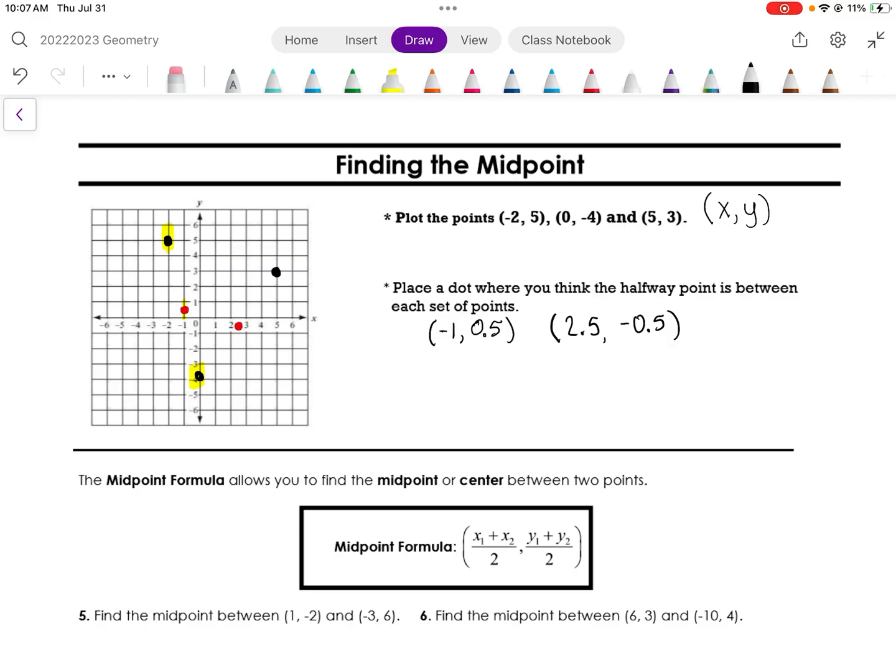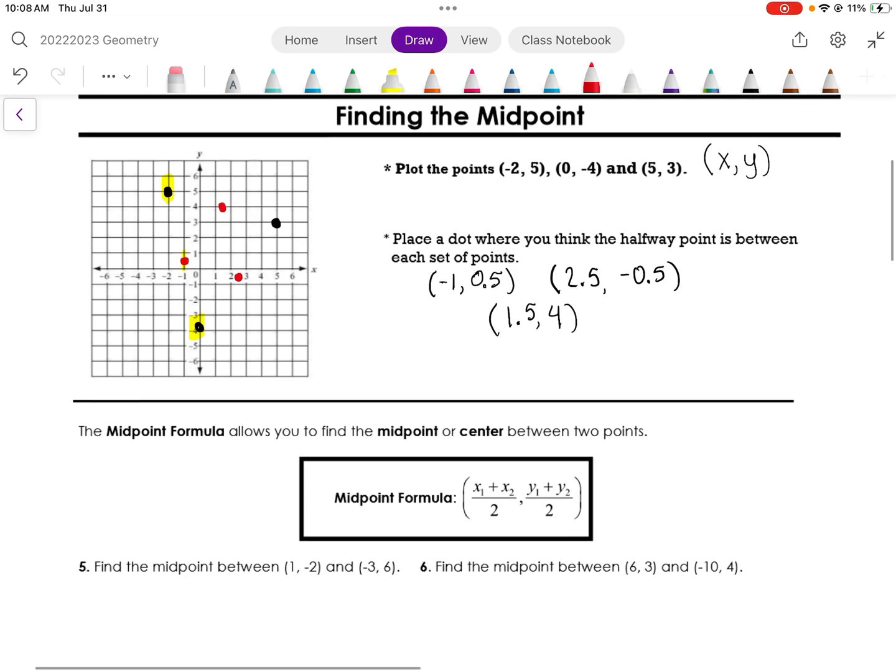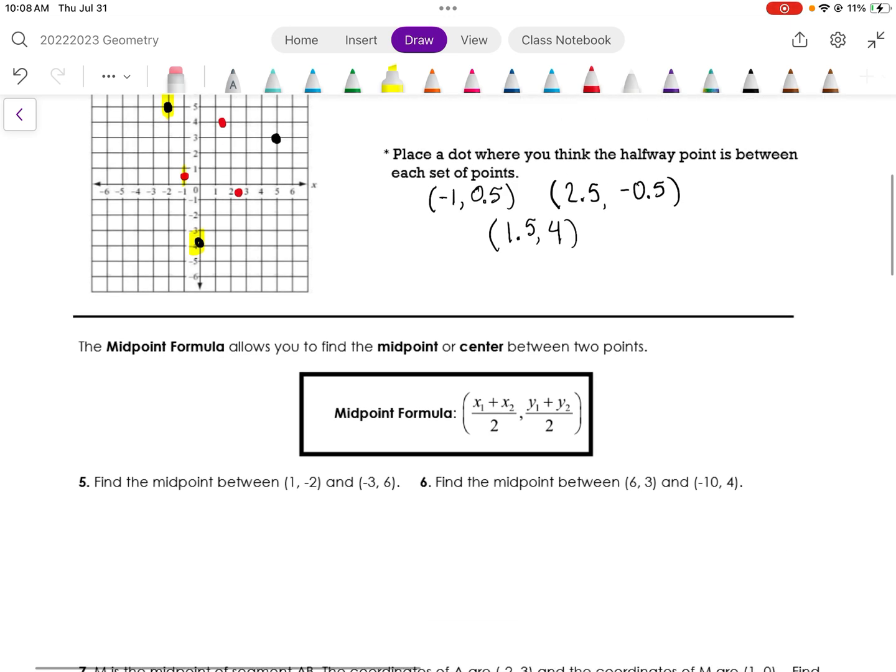And then the third midpoint would be 1.5, 4, which is about right here. Oops, let's do red. So my midpoints are in red there so you can see them. So we just used our own logic, and hopefully you guys were able to figure out where the midpoints were. Now there's actually a midpoint formula. So if you, let's say, don't have a graph, you can actually calculate midpoint using this right here.